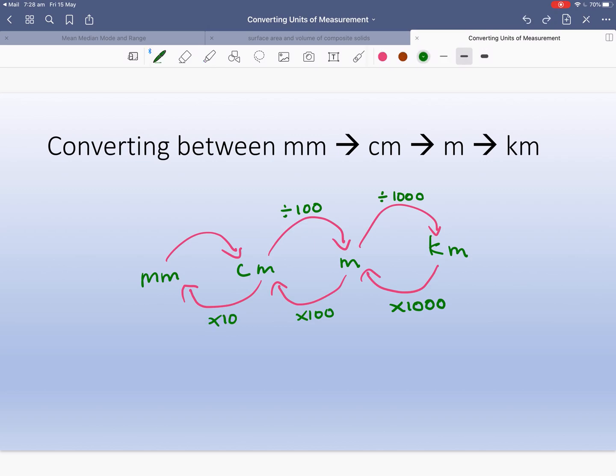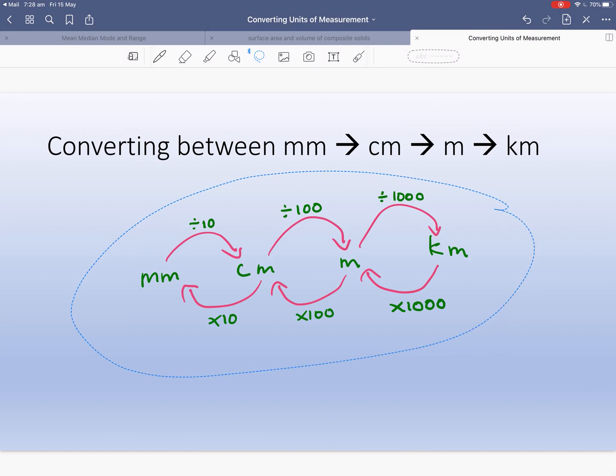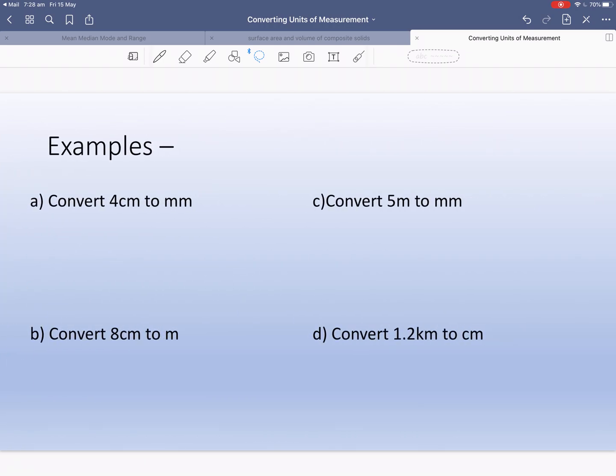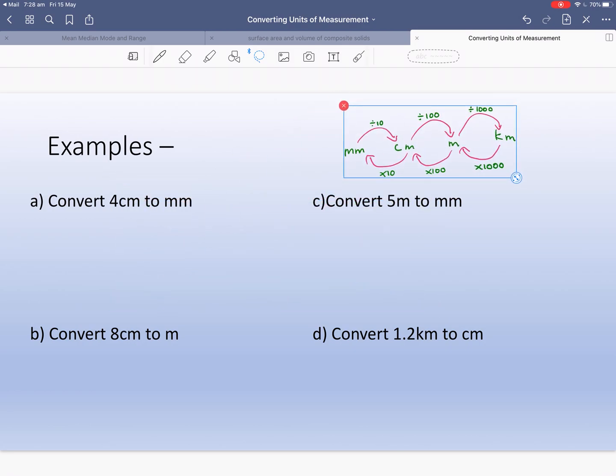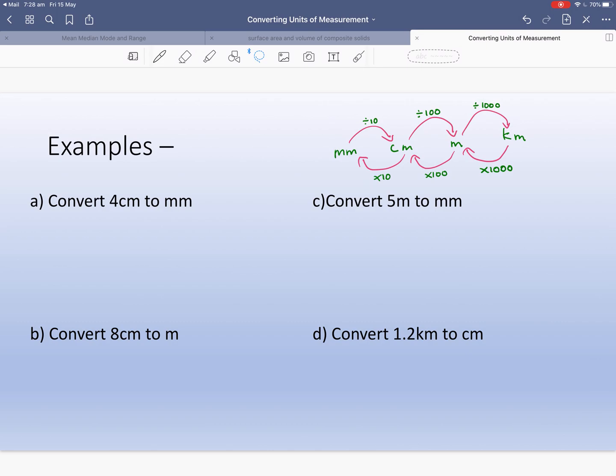Now, this little flow chart will help us with everything that we need to do in this lesson. So you saw that I copied it. Now I'm going to paste this onto here and make it small so we can see it up here. Now here are the examples. The first example is convert 4 centimetres to millimetres. I need to go from centimetres to millimetres, so I need to multiply by 10.